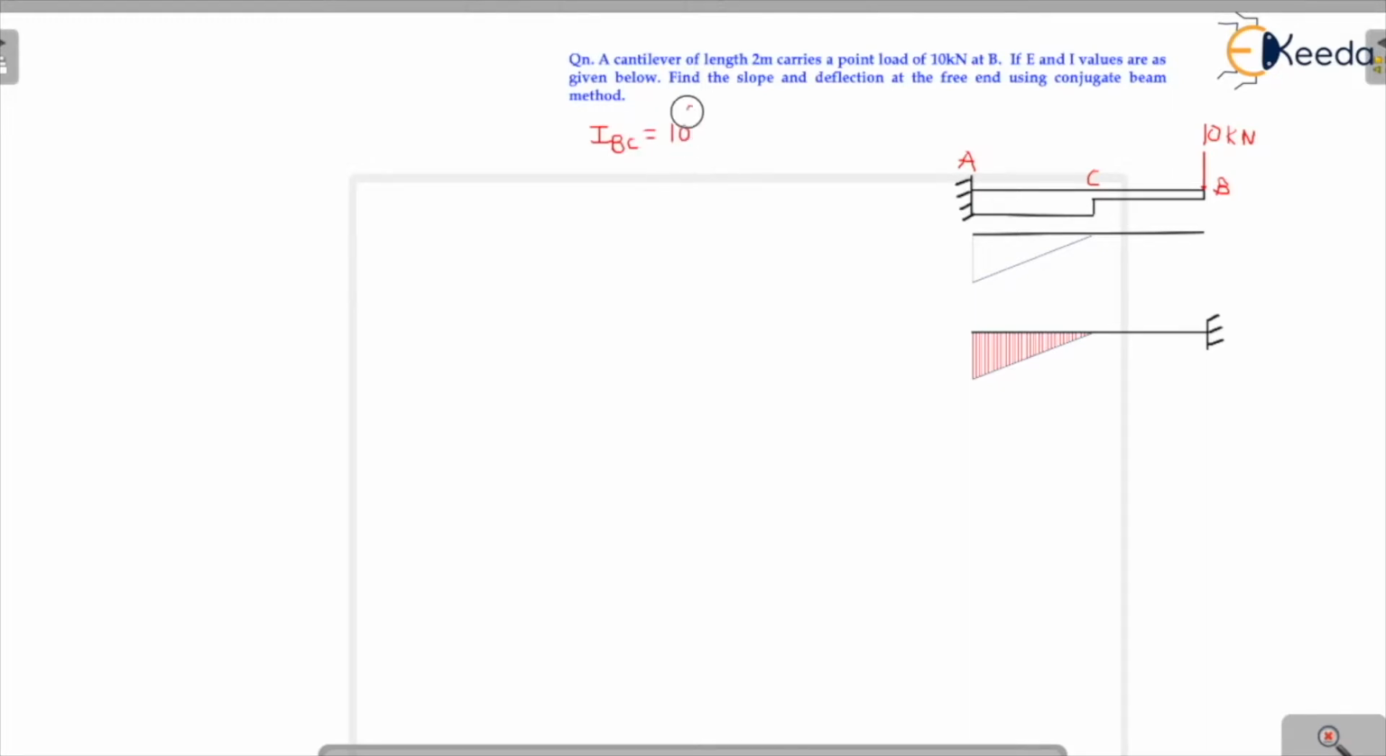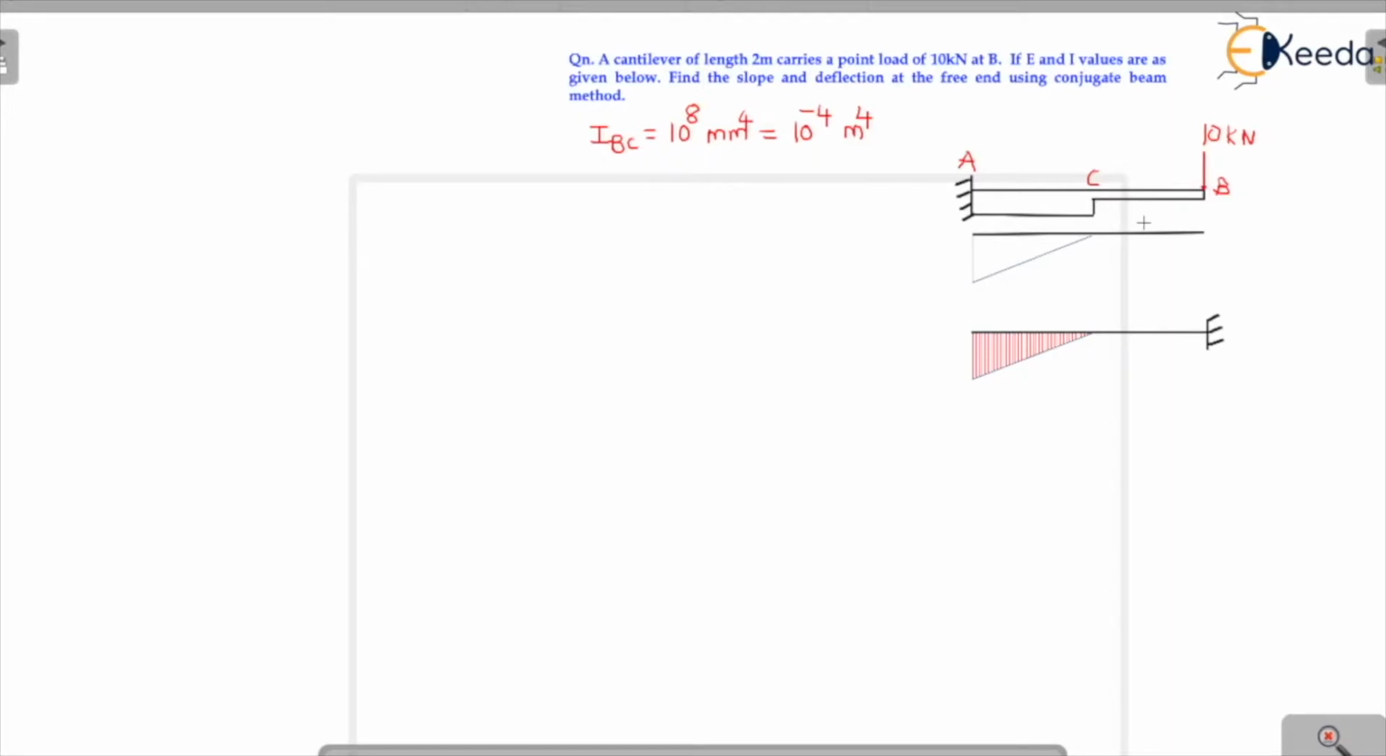So I of BC is given as 10 to the power 8 millimeter raised to 4. So in meter, when we divide it by 10 to the power 12, we will get it as 10 to the power minus 4 meter raised to 4. Okay, so this is the moment of inertia for the BC portion.